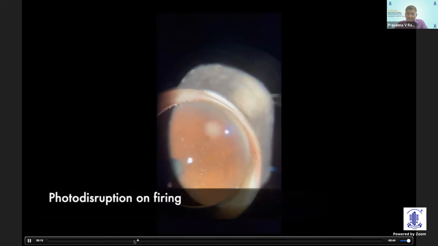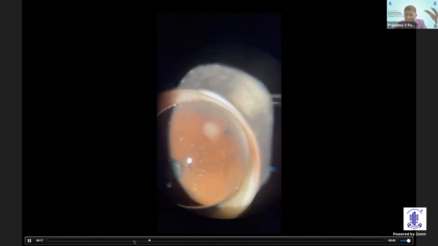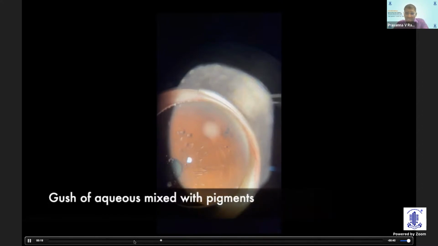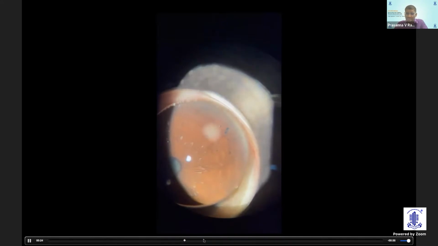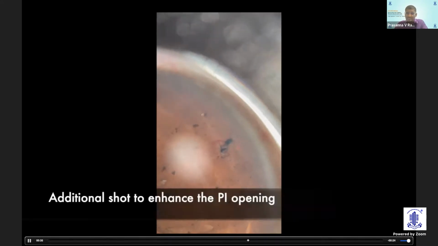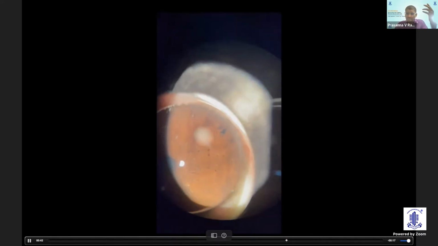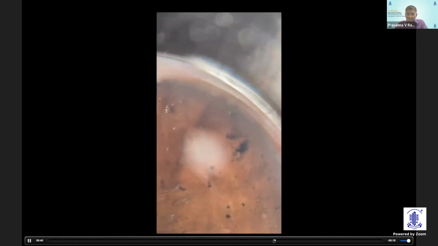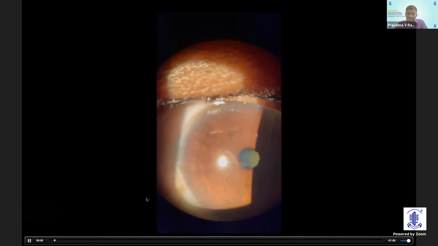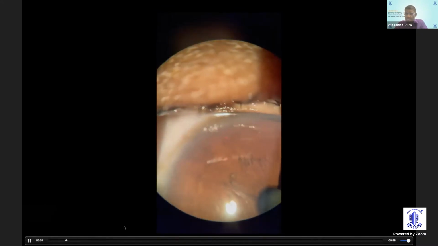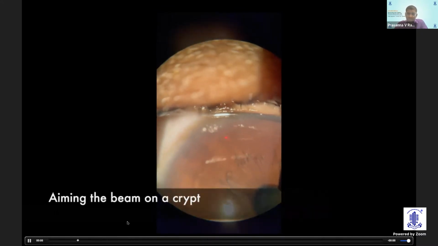So theoretical stuff is made more practical, so that when they see a video, they can appreciate the photodisruption here. As you can see, once the photodisruption is done, the aqueous is actually gushing out. All the theoretical framework or statements that they tend to read in their textbook can actually be shown beautifully by videos, and you can see that I have just enhanced the opening of this particular case here. And then the Van Herick's is again demonstrated, and you can see a slight improvement in the Van Herick's compared to before and after.